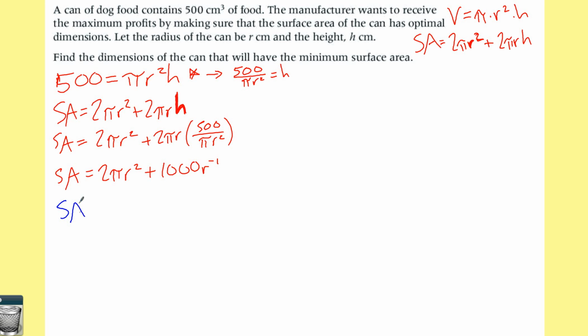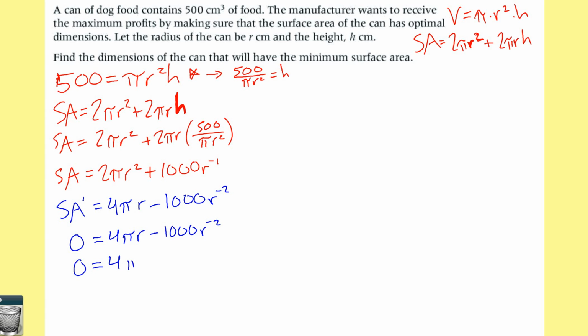Computer's being a little slow. If we take the derivative of this, we get 4 pi r minus 1,000 r to the negative 2. If we set that equal to 0, that's going to find our maximum and minimum points. Remember our turning points? I don't like the fraction, so I'm going to multiply everything by r squared. So we get 4 pi r cubed minus 1,000.